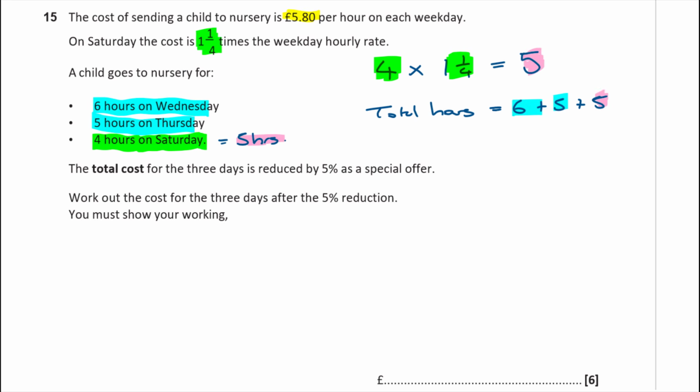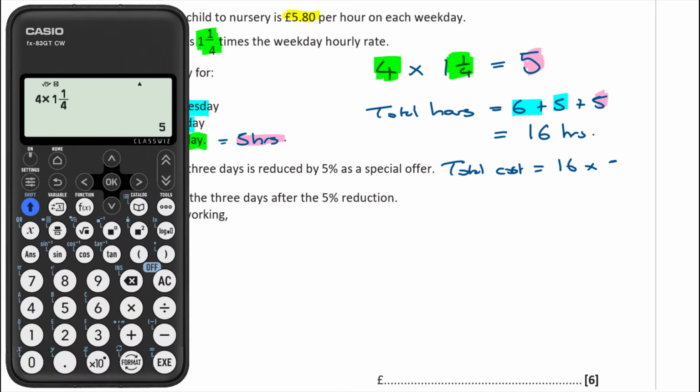Okay, so total hours is 6 plus 5 plus 5. That gives me a total of 16 hours. 16 hours to pay for. Right, now, it costs £5.80 per hour, so total cost is going to be 16 times the hourly rate of £5.80 then.